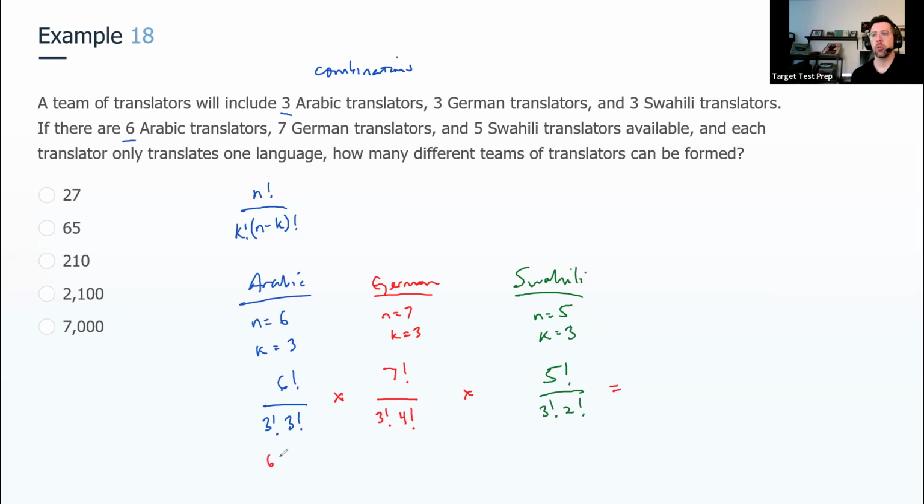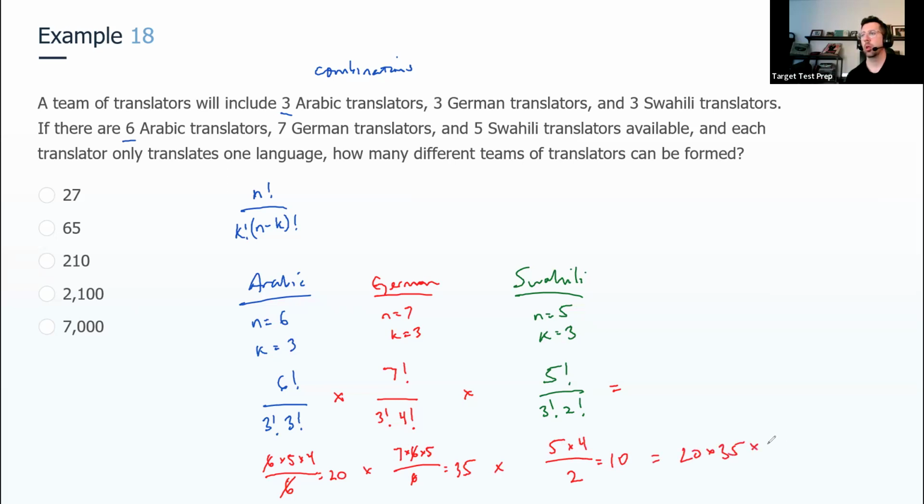So this is going to be like 6 times 5 times 4. That cancels out with one of the 3 factorials, and the other 3 factorial is just a 6, so that cancels out with that. So that first one is 20. This second one is 7, 6, 5. Cancels out with that 4 factorial. Then again, 3 factorial is just 6, so that cancels out there. So that's 35. And then this one's 5 times 4. Cancels out 3 factorial over 2. So that's 20 over 2, so that's 10. So 20 times 35 times 10, or 20 times 350, 2 times 35, 70, 2 more zeros. There you go, 7,000.